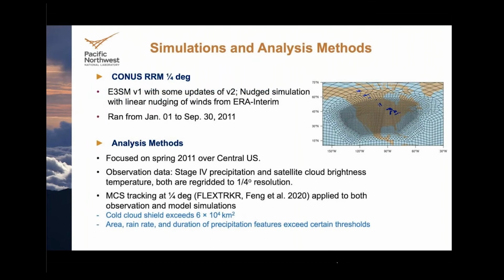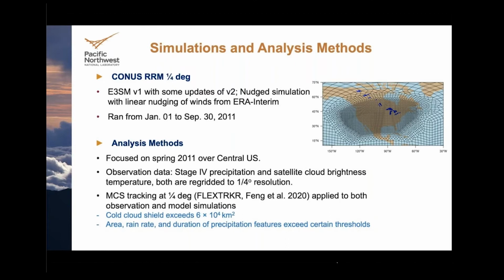So here is a little bit of information about the simulation and also the analysis method. We used the Cornelius RRM 1/4 degree grid as shown here in the figure. This is also from the code, mainly version 1, but we'll have some updates in version 2. We used large simulations with linear logging, only large wind. So we run the simulations for almost 2 years, but we are focused on the spring 2011 for the analysis.